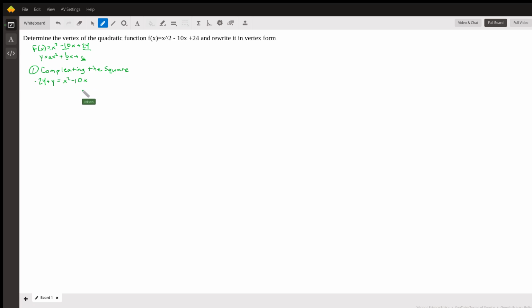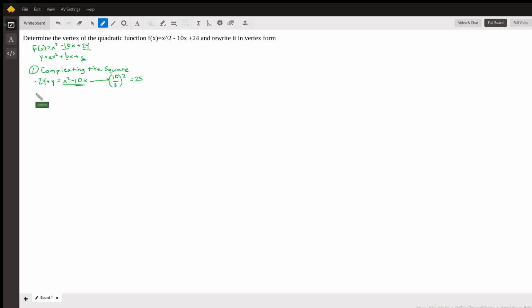Now, the next step is to make this into a perfect square. That way, it's x plus something squared, and not x plus something times x plus something. In order to do that, we take this b term right here, divide it by 2 and square it. So we're going to take 10, divide it by 2, and then square it, which is going to be 25.